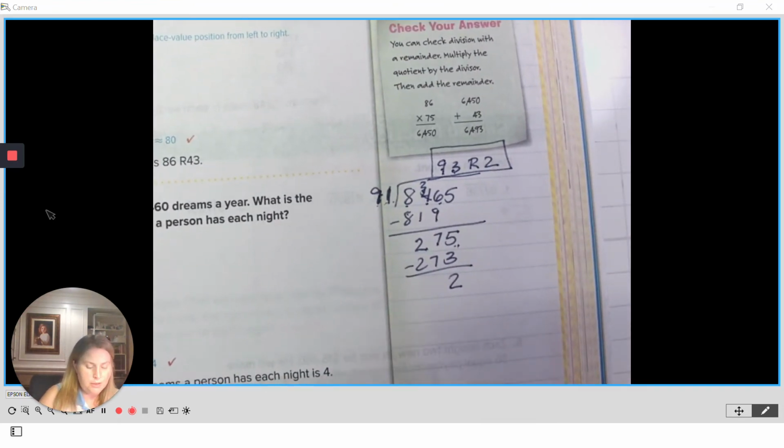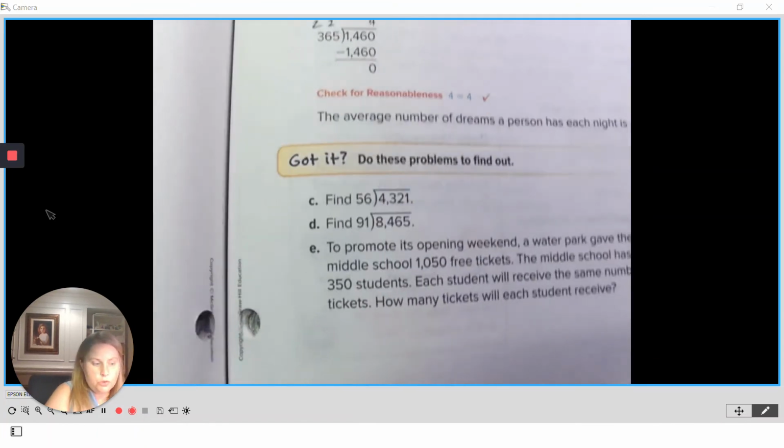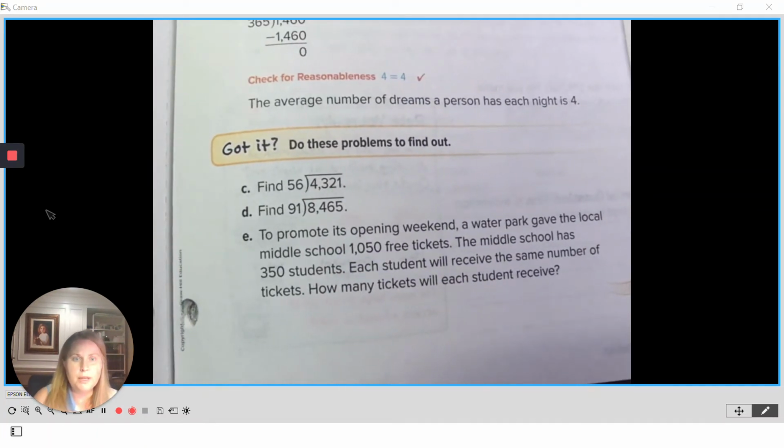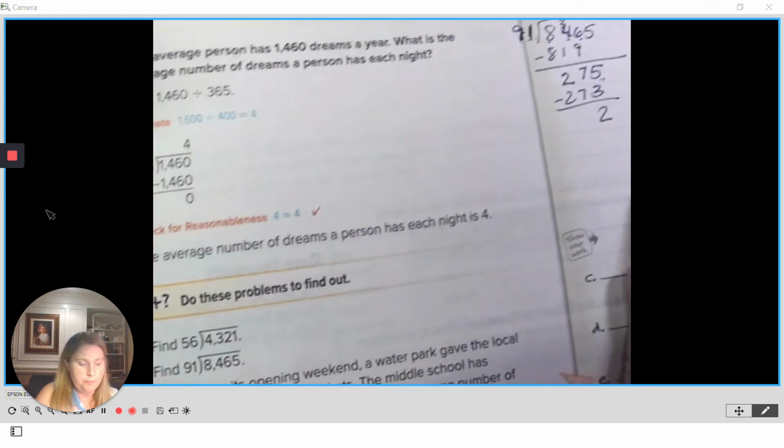All right. And then we have one more example at the very bottom of this page. Let's see if I can get that on the screen. Yes. To promote its opening weekend, a water park gave the local middle school 1,050 free tickets. The middle school has 350 students. Each student will receive the same number of tickets. How many tickets will each student receive? So 1,050 tickets divided among 350 students. So 1,050 divided by 350.